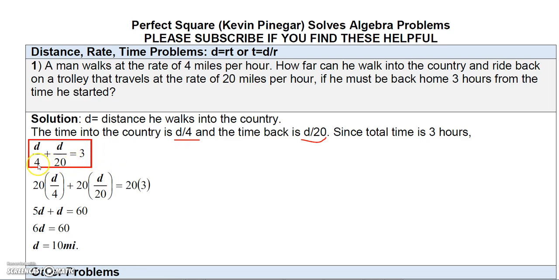Now to solve this, remember earlier we had to multiply by the least common denominator. The least common denominator of 4 and 20 would be 20. So if I multiply 20 by d over 4, I know 4 goes into 20 5 times, so that's just going to give me 5d. And then if you multiply 20 by d over 20, the 20s cancel and you just get d. And then 20 times 3 gives me 60. So I get 6d equals 60, and then if you divide both sides by 6, you get d equals 10 miles. So he can only go 10 miles if he wants to get back within 3 hours.